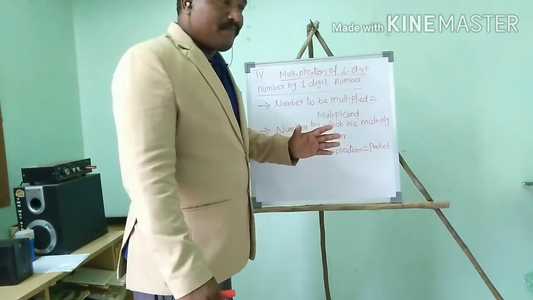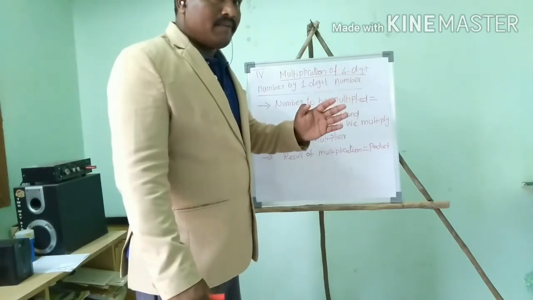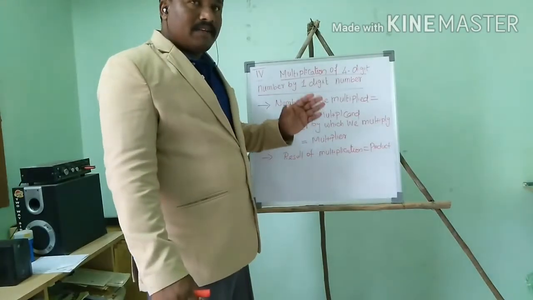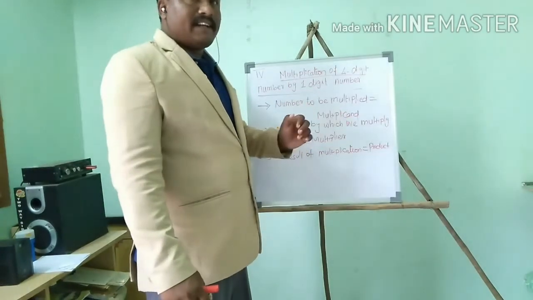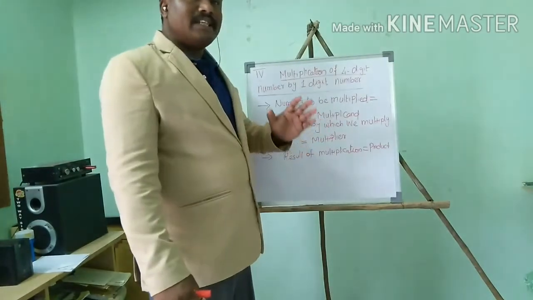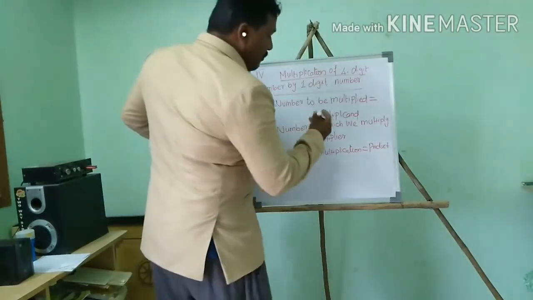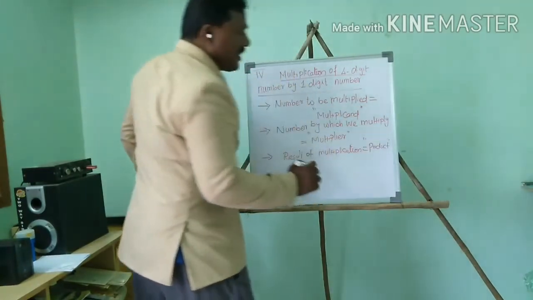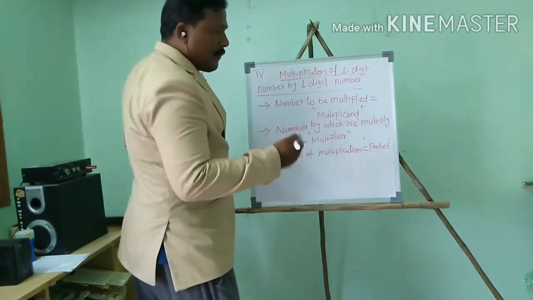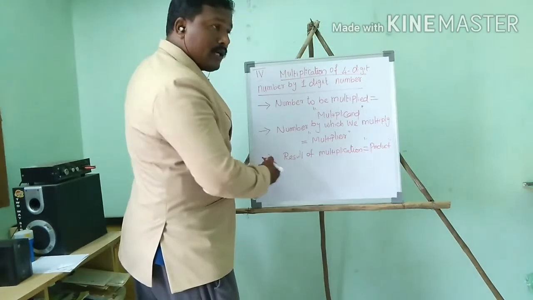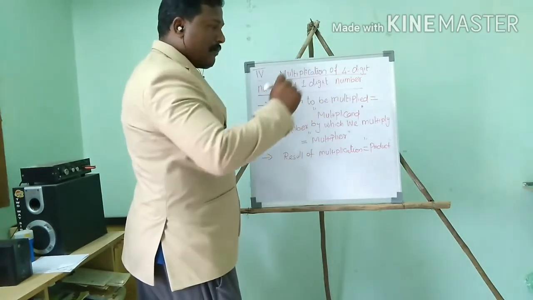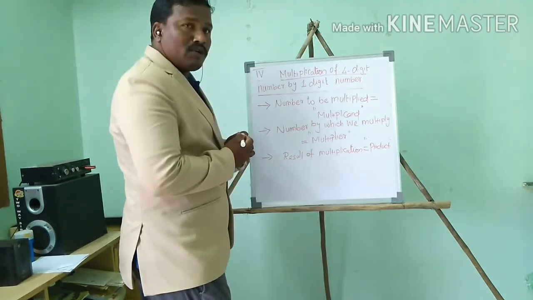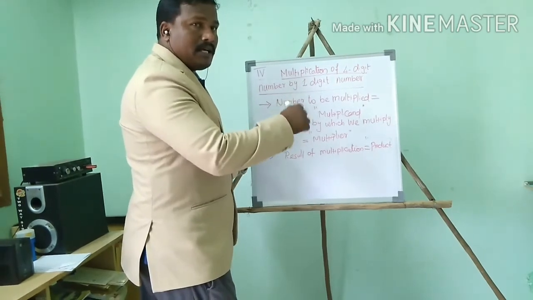What are the words? The number which we multiply, we call the multiplicand. The number by which we multiply, we call the multiplier. The result of multiplication is the product. So the multiplicand, multiplier and product are very important. Note them in your notebook. When you do a multiplication sum, you have to mark the multiplicand, the multiplier, and the product.